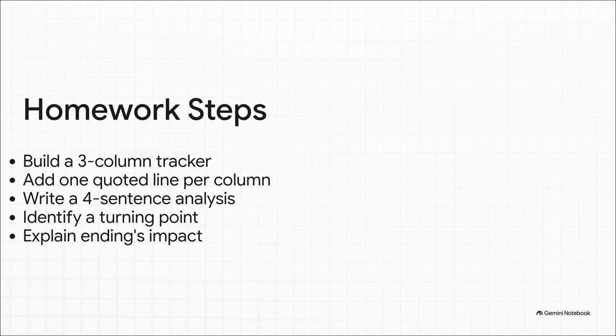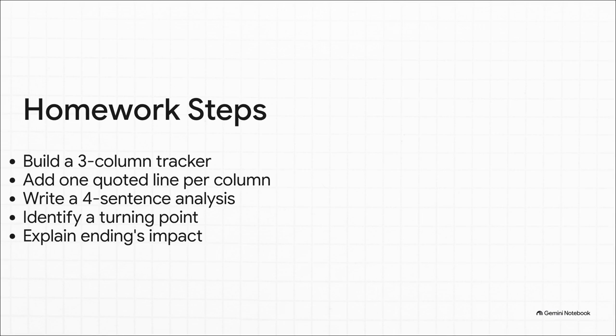All right, now it is your turn to take the wheel and independently practice this skill. Here are your 5 steps for homework. Number 1, build your own 3-column tracker for the text we're currently reading. Number 2, find and add 1 really strong quoted line in each of the 3 columns. Number 3, use the formula we just learned to write out a solid 4-sentence analysis paragraph. Number 4, explicitly identify the major turning point that complicates the theme.